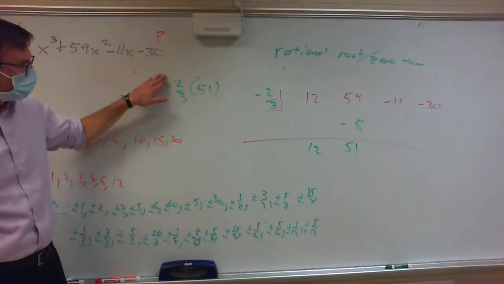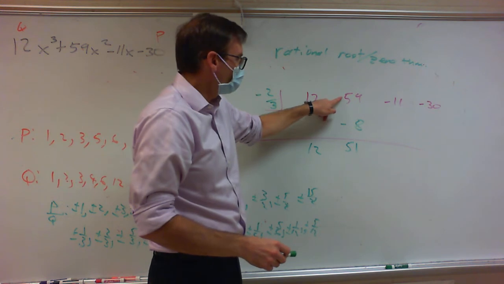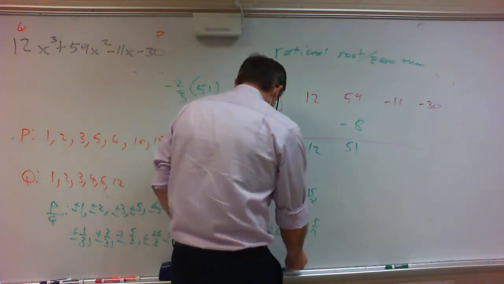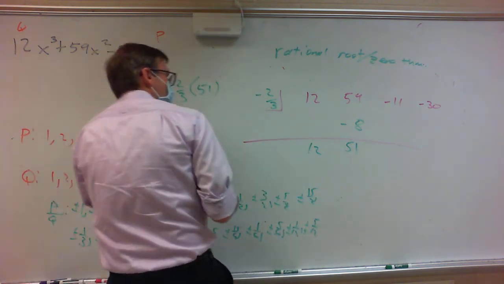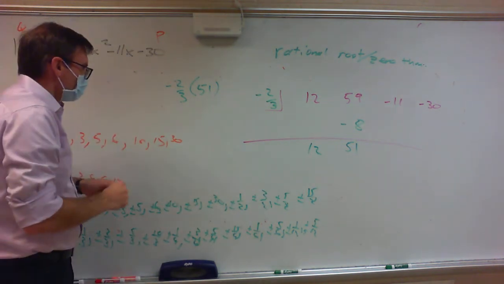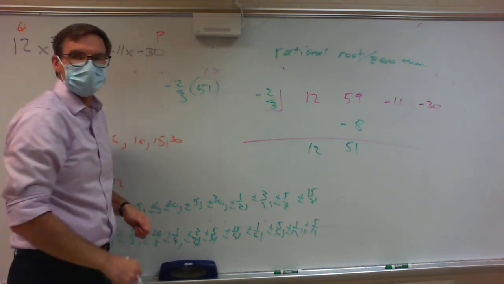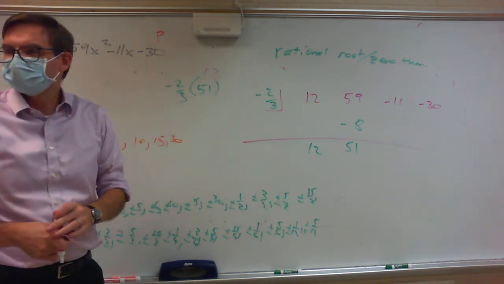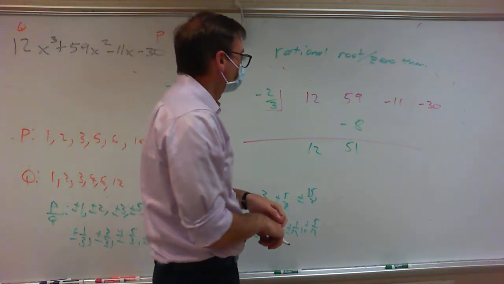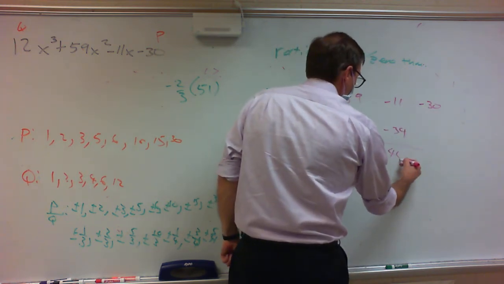And now I want to do -2/3 times 51. How do you get 51? 59 minus 8. Oh, I thought that was a 54. My handwriting's bad. Okay. And so 3 goes into 51, 17 times. What's -2 times 17? -34. Yeah. We get our -34. And so when I add, that gives me -45.